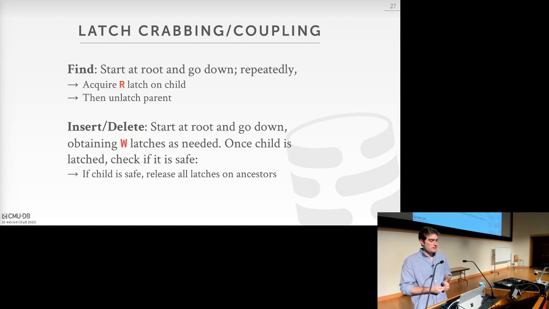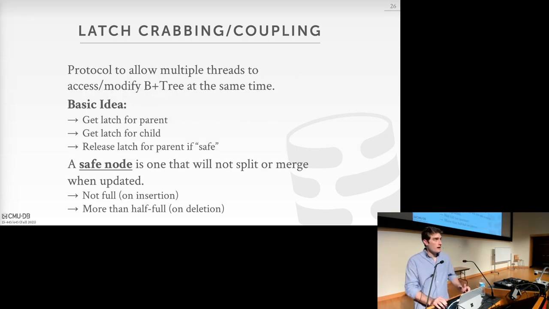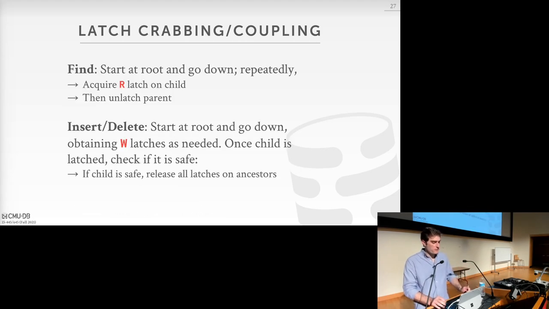For inserts and deletes, we're still going to start at the root node and descend the tree, obtaining write latches, W latches, as needed. But as soon as we latch the child, we want to check to see if it's safe. As I said in the previous slide, we can determine, whether it's an insert or delete, whether the child is safe. Then as soon as we do that, we want to release the write latch on all the ancestors that we had, as soon as it's safely possible, so that we can let other threads make progress in the system.